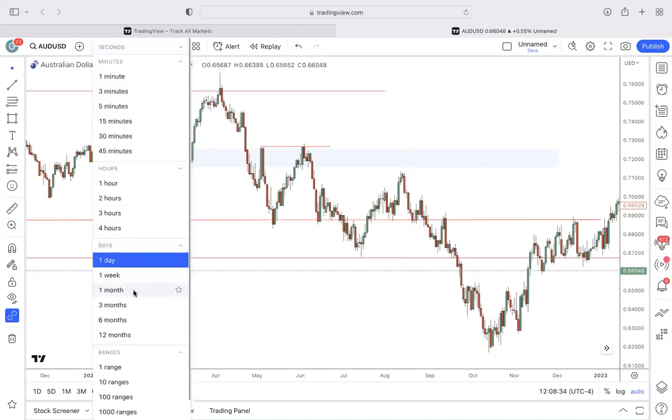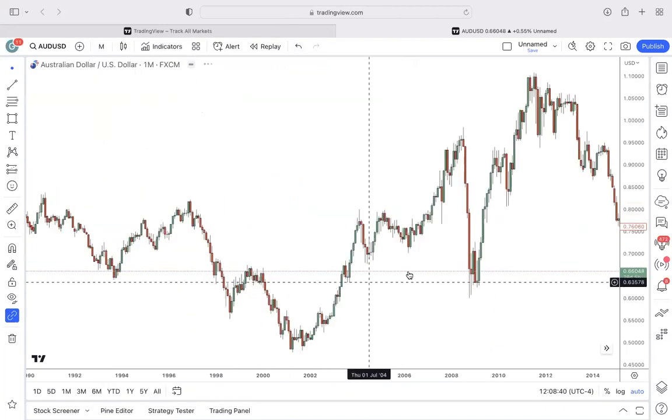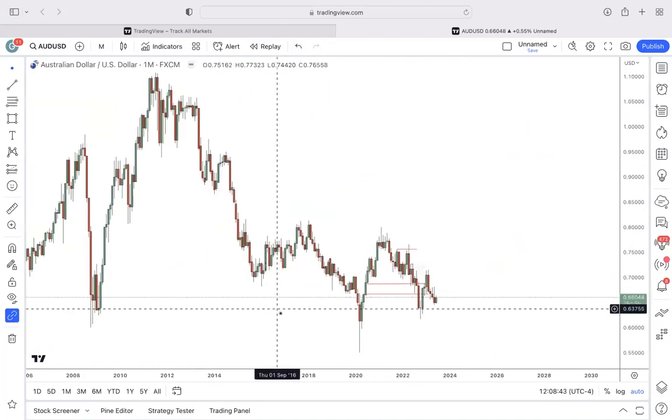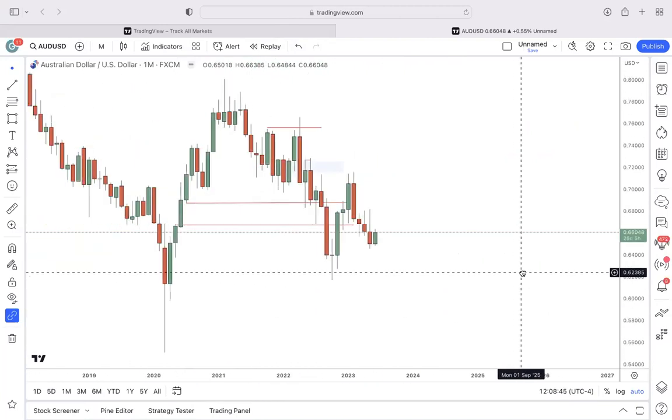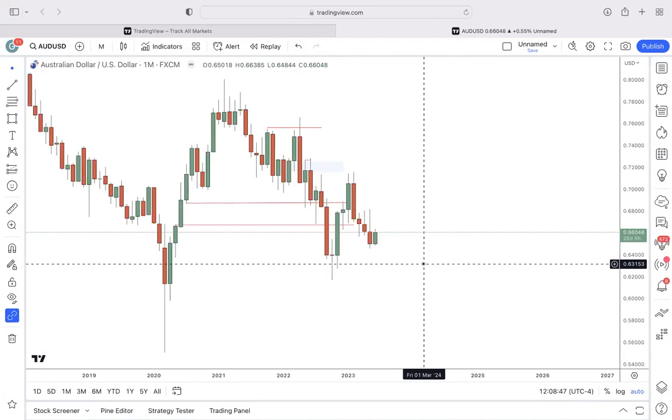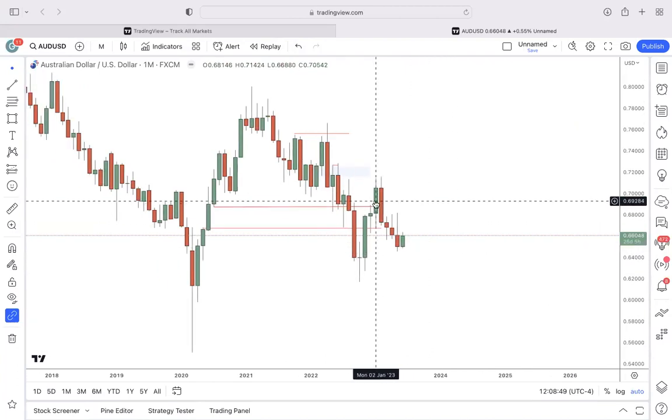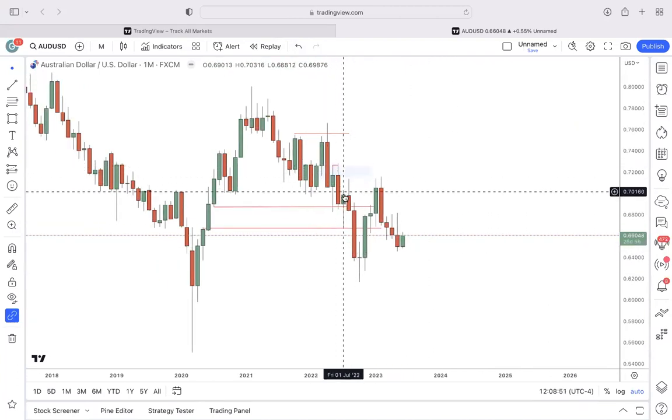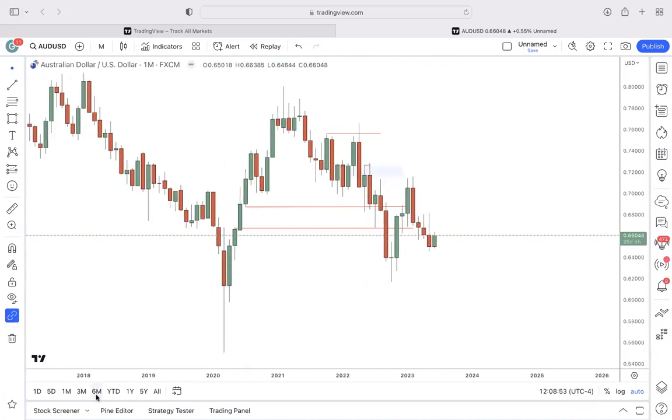So that was a top-down analysis for cable and Aussie using the PD array matrix. Both beautiful examples. And then we also talked about the seasonal tendencies aligning with our directional higher time frame bias as well. Okay, we're not done. Don't worry.